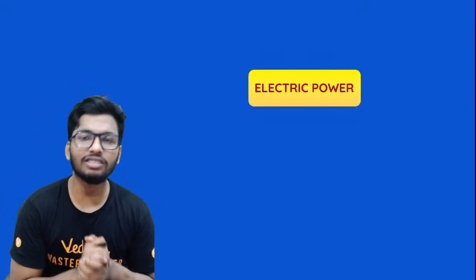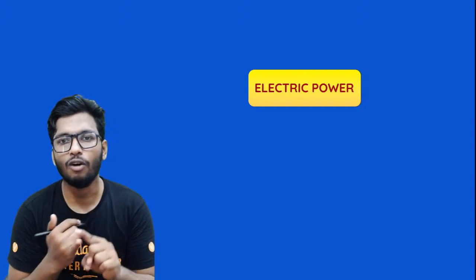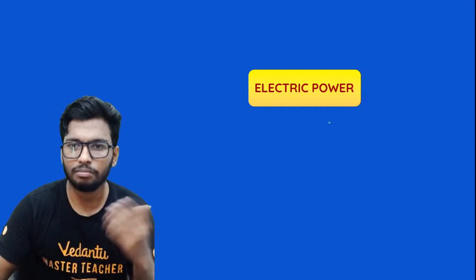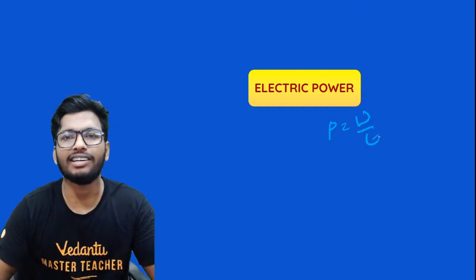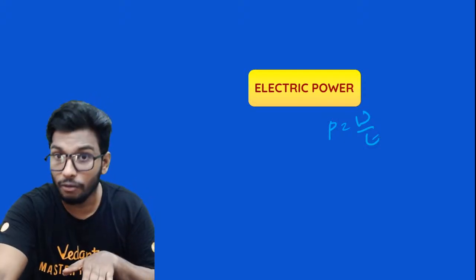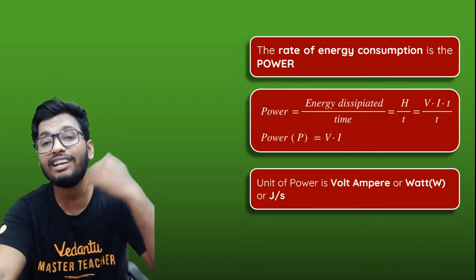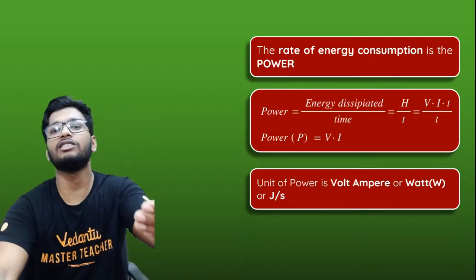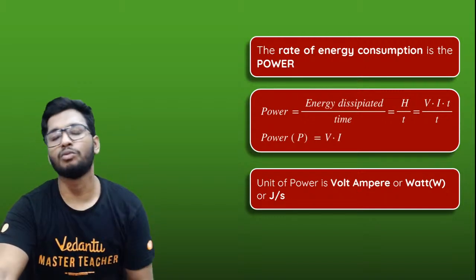Now, what is power? Power is nothing but the rate of doing work. In other words, power is work done by time. This is the basic definition of power. The rate of doing work, or the rate of energy consumption, is what is called power.